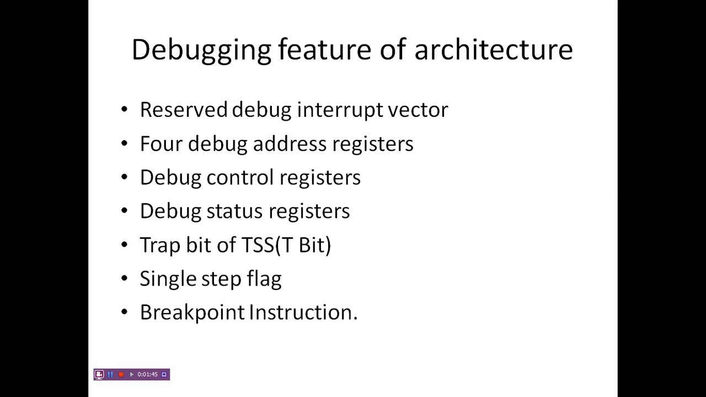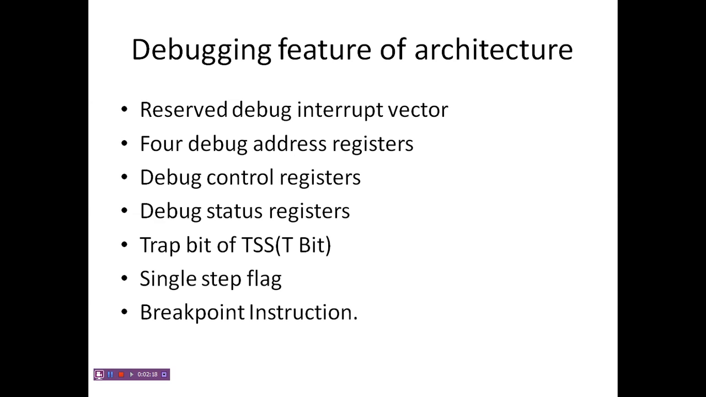The features of the 80386 architecture that support debugging include a reserved debug interrupt vector that permits the processor to automatically invoke a debug task or procedure when an event occurs that is of interest to the debugger. Then 4 debug address registers. This permits the programmer to specify up to 4 addresses that the CPU can automatically monitor.